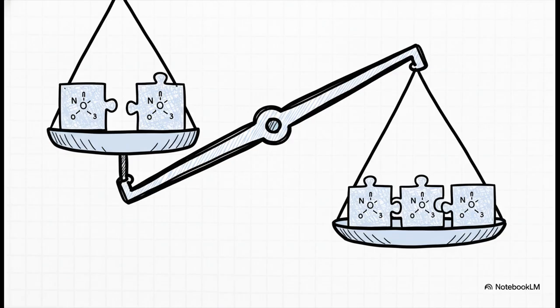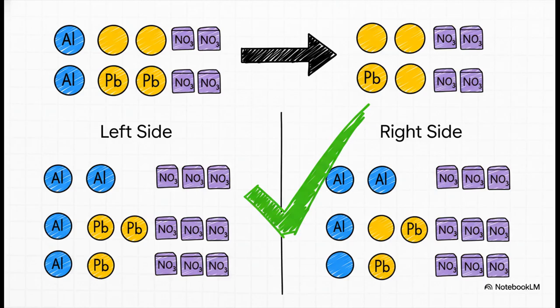Instead of counting up all the individual nitrogens and oxygens, we're just going to treat that whole NO3 group as one single item, like a big Lego block. So we have 2 of these blocks on the left and 3 on the right. To balance them, all we need is the lowest common multiple of 2 and 3, which is 6. So to get to 6 on both sides, we just pop a 3 in front of the lead nitrate and a 2 in front of the aluminum nitrate. Boom, nitrates are balanced. Now the rest is a piece of cake.